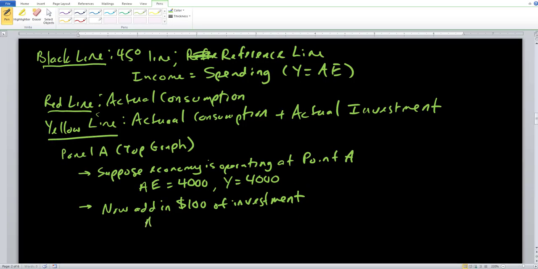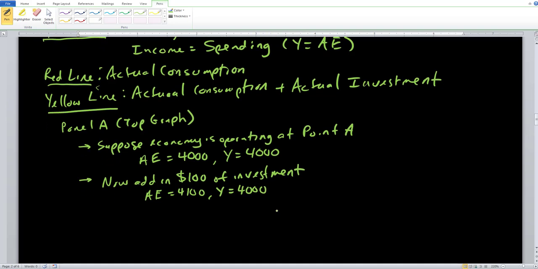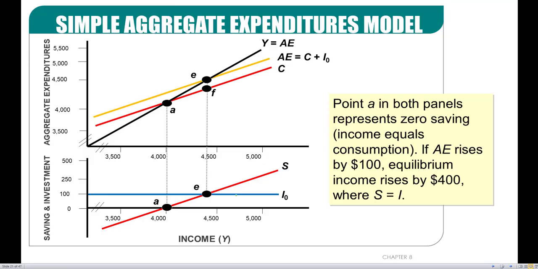So aggregate expenditures equals 4,100, but our income is still equal to $4,000. These two numbers are no longer equal to one another, indicating that we are not intersecting our 45-degree line. We are no longer in equilibrium. At point A, we were in equilibrium, but when we add in a new variable, we are no longer in equilibrium. We've shifted from point A to a point above A, exactly here right now. So how do we move from this point all the way to our new equilibrium at point E? Well, there's an entire channel and mechanism that we can talk about.